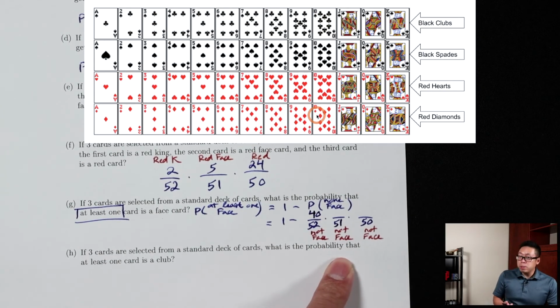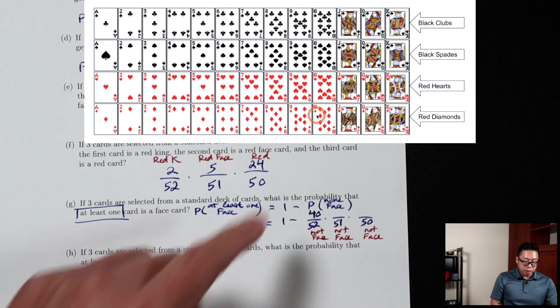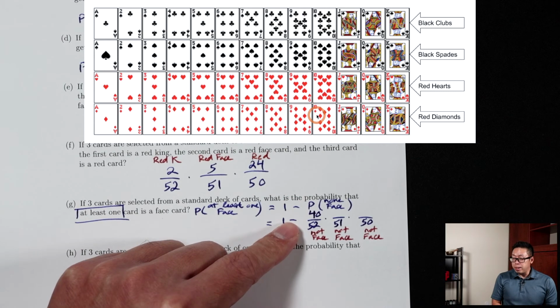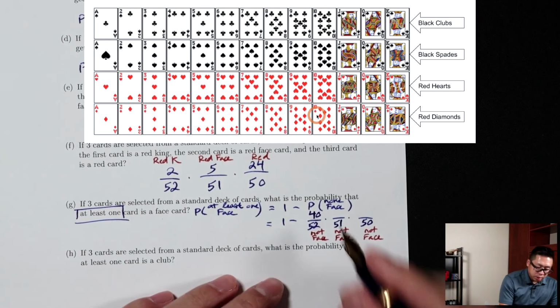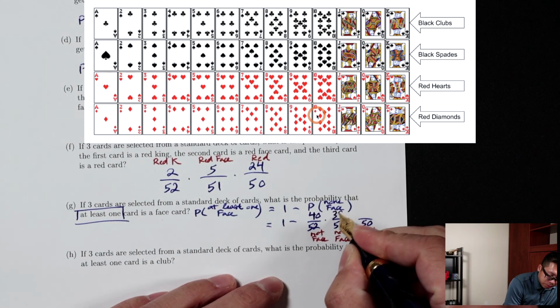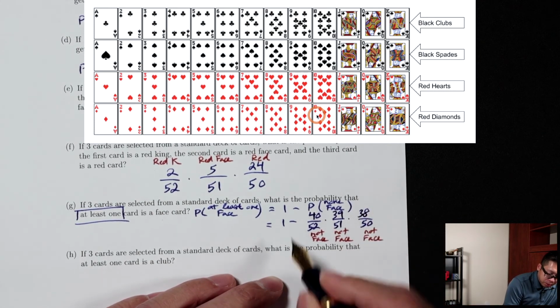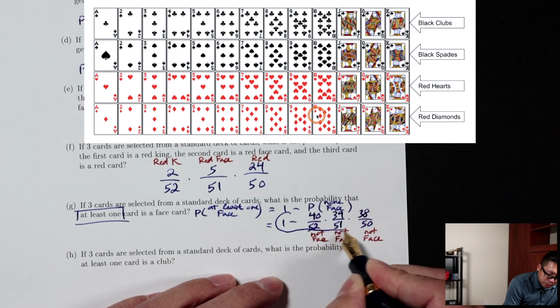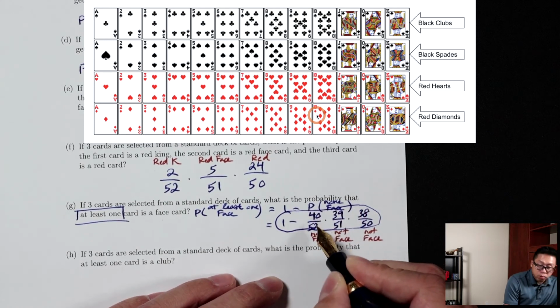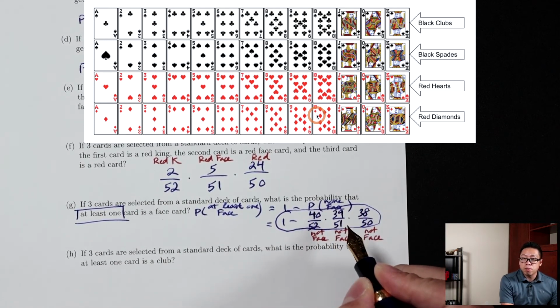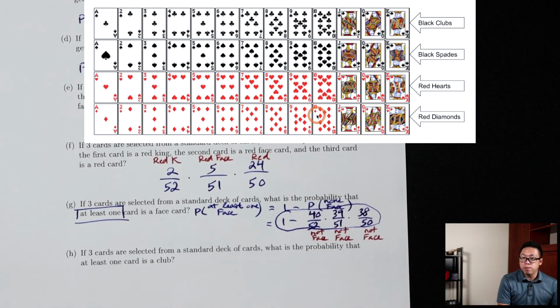Next card, I also want to be a not face. And because we're not putting the cards back, I do have to reduce. So the next one will be down to 39. And then another not face, we will be down to 38. So final answer is going to be 1 minus 40 over 52 times 39 over 51 times 38 over 50.